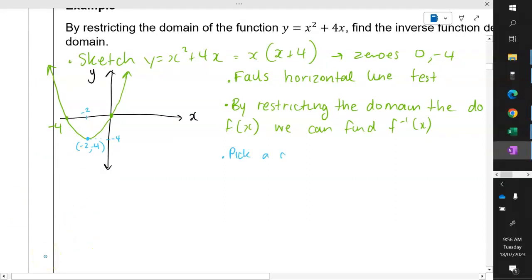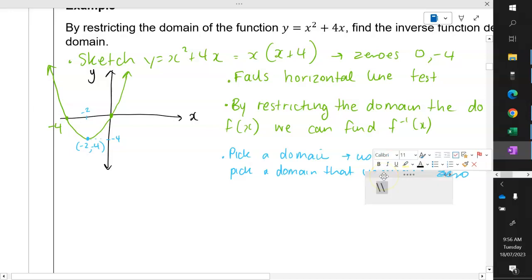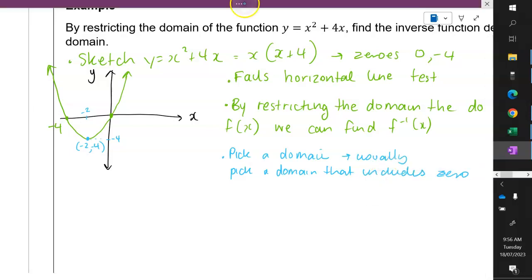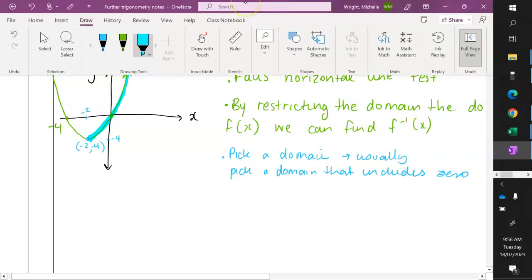So we need to pick a domain. I usually pick a domain that includes 0, just to help you out. And you've got a part that you know where it is and it sits nice and easily on the graph. Okay, that includes that 0. So what I'm going to do then is I'm going to pick the part of the graph and I'll highlight it for us. This part of my graph. So that's what my restriction is going to involve.